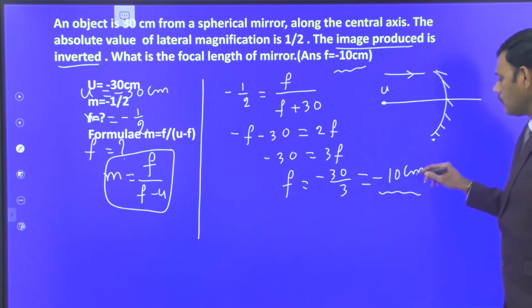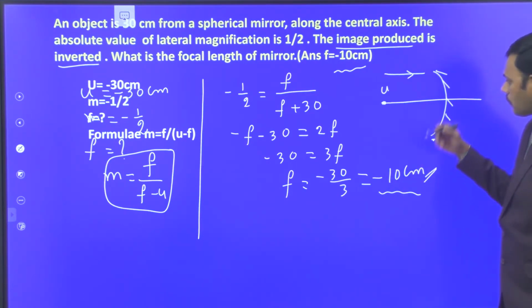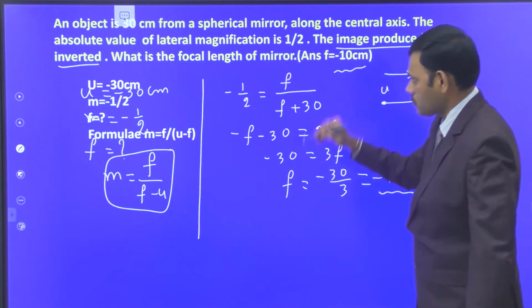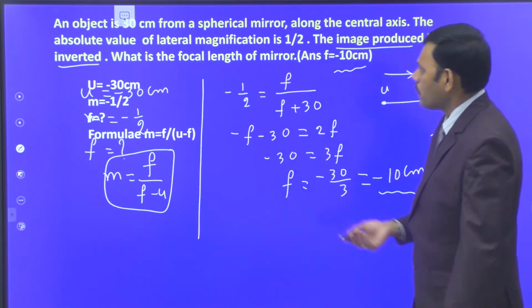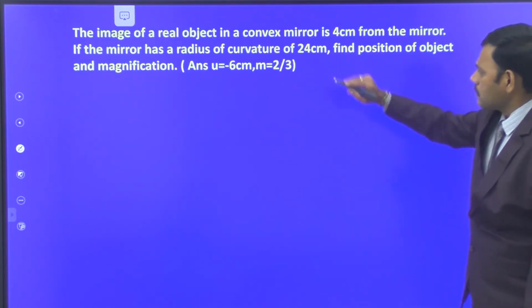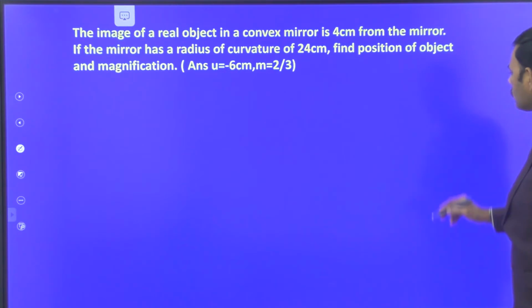We get a negative value of focal length, which means it is a concave mirror, and the value of the focal length is 10 centimeters with a negative sign. So let us move on to the next problem. Image of a real object in a convex mirror.